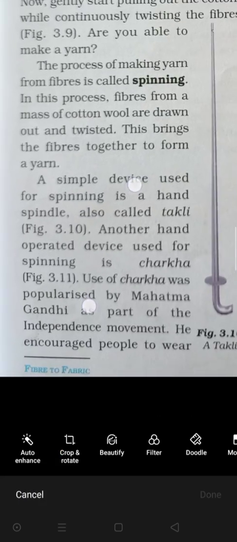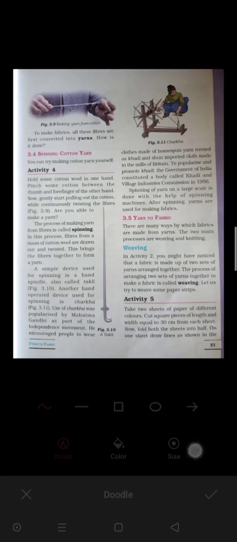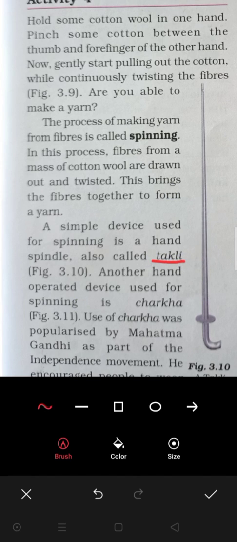Now a simple device used for spinning is the hand spindle. You all have seen it at your home also. If you ask your mother, your father or your grandparents, they will tell you about it. It's called the takli. I will underline the word takli. You can say takli also.